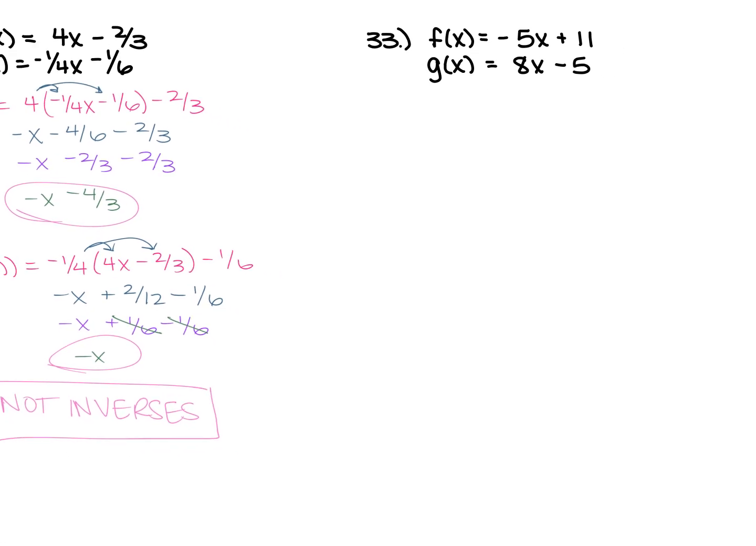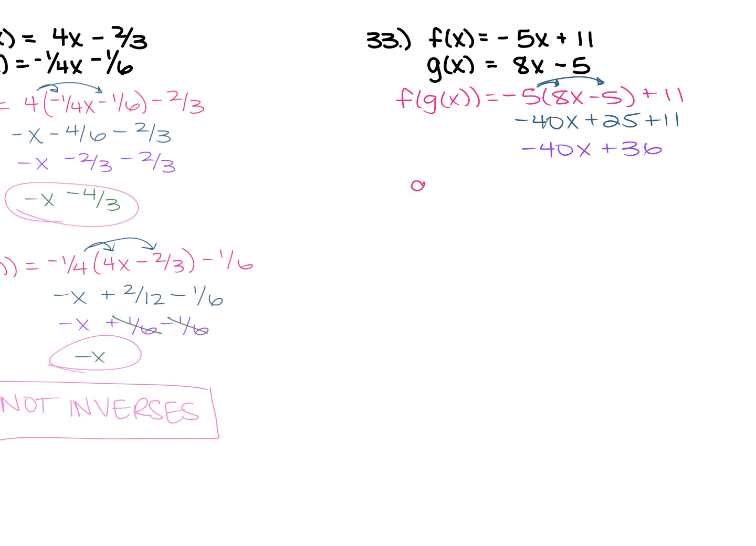For 33, we have f of x is equal to negative 5x plus 11. g of x is equal to 8x minus 5. So if I start with doing f of g of x, this is going to give me negative 5 times 8x minus 5 plus 11. So I distribute in, that's negative 40x plus 25 plus 11, which is negative 40x plus 36.